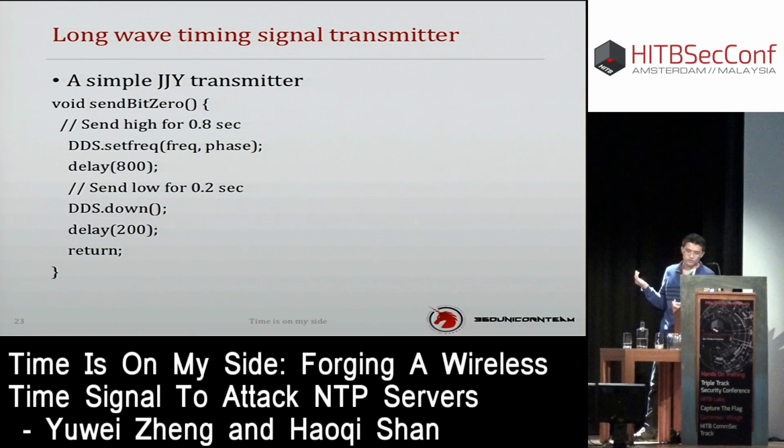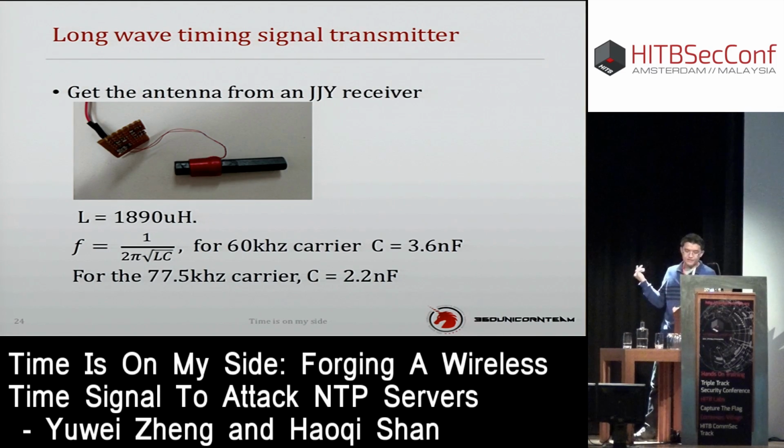Other radio clock signals, like WWVB and DCF77, can also be implemented this way. I got this ferrite loop stick antenna from my JJY receiver module. In fact, this antenna is used as an inductor connected with a proper capacitor in parallel. It can be used to transmit the 60 kHz carrier. When we want to transmit the 77.5 kHz carrier, just change to another capacitor.